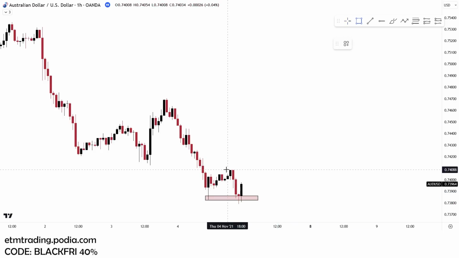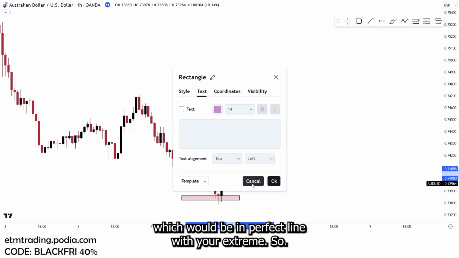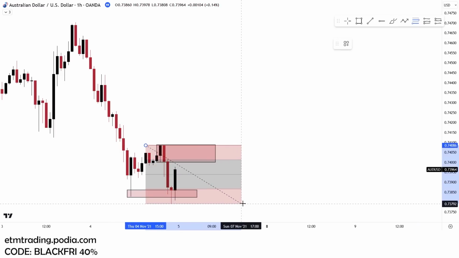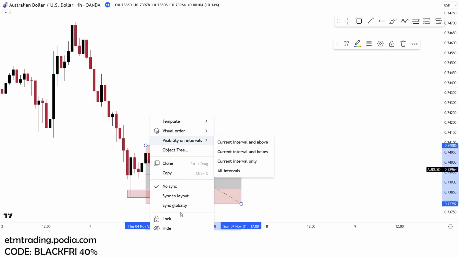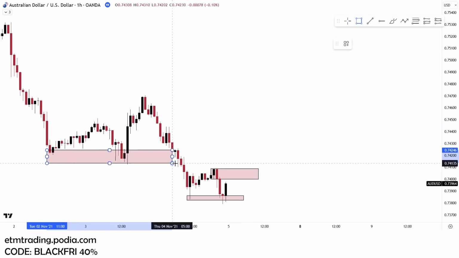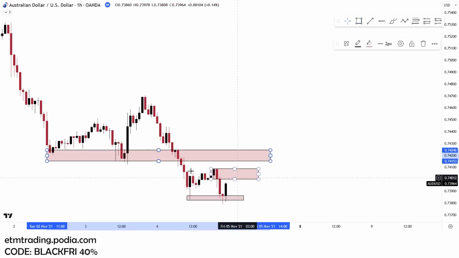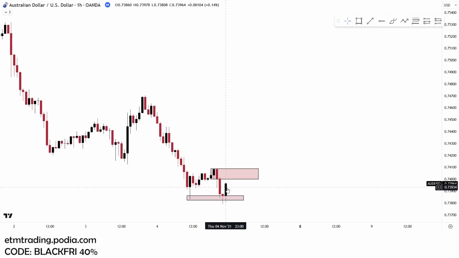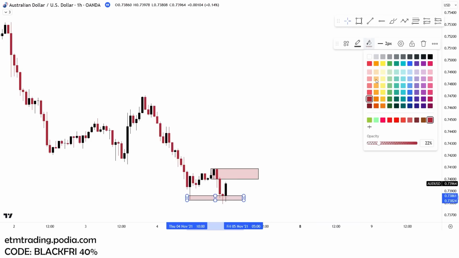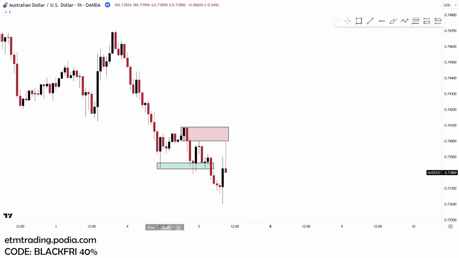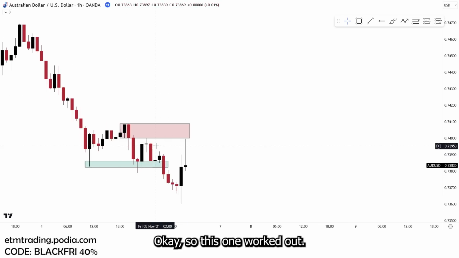So obviously your target would be this order block right here, which would be in perfect line with your extreme. So this order block perfectly aligns in your extreme supply zone. And obviously your stop loss would be at a rejection level right here. Okay, so this one worked out.